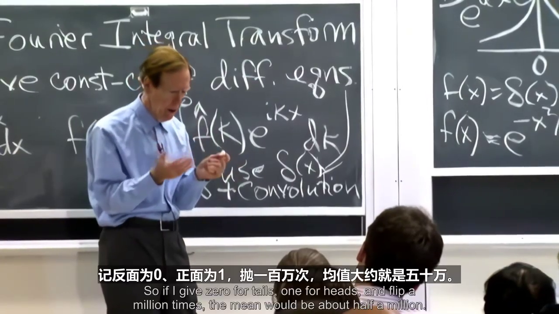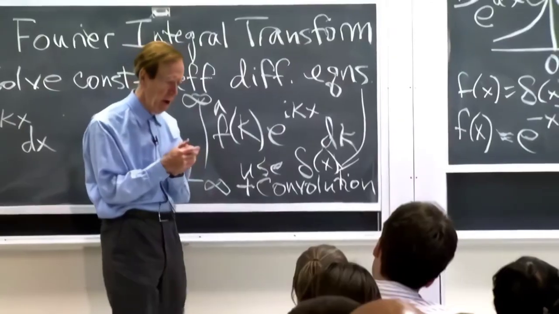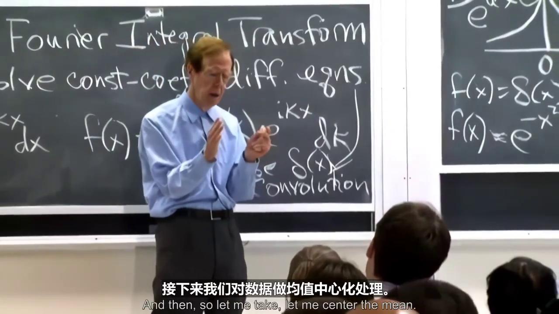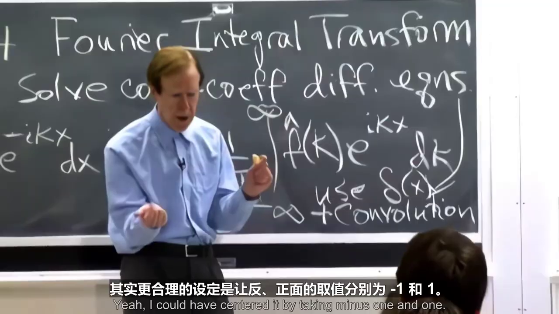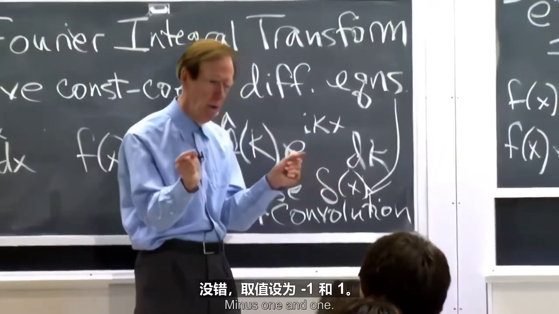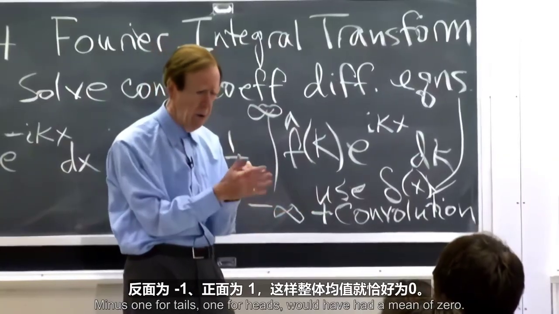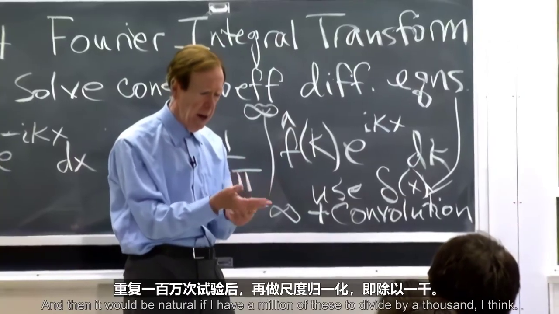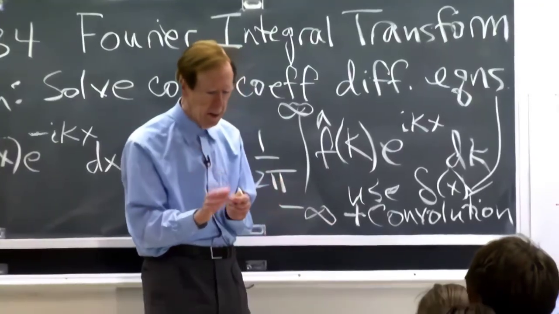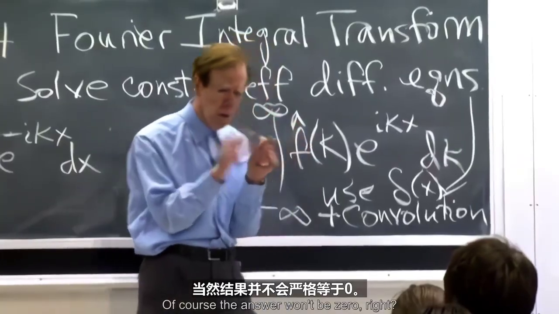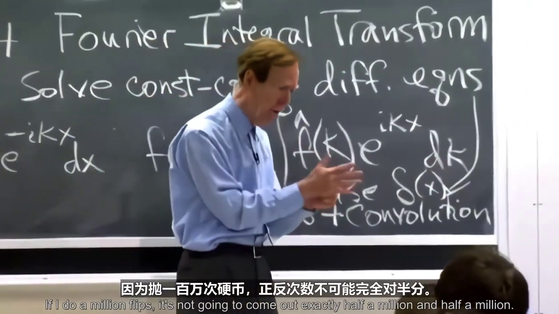If I give 0 for tails, 1 for heads, and flip 1,000,000 times, the mean would be about 500,000. And then, let me center the mean. Oh, yeah, I could have centered it by taking -1 and 1. That would have been smarter. -1 for tails, 1 for heads would have had a mean of 0. And then it would be natural if I have 1,000,000 of these to divide by 1,000, I think. Of course, the answer won't be 0, right? If I do 1,000,000 flips, it's not going to come out exactly 500,000 and 500,000.